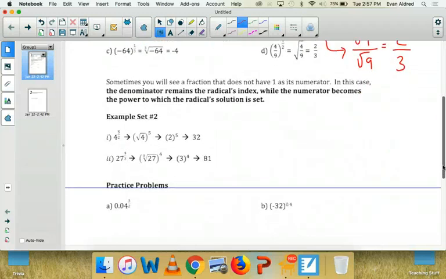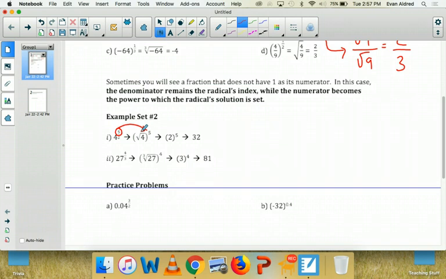So with that first part, you may have noticed that in the 7 questions we looked at, the numerator was always 1. Well, what happens if that's not the case? If it's not the case, it's going to add an additional step to your answer. What will happen is the numerator will become the power to which you set the answer of your radical.